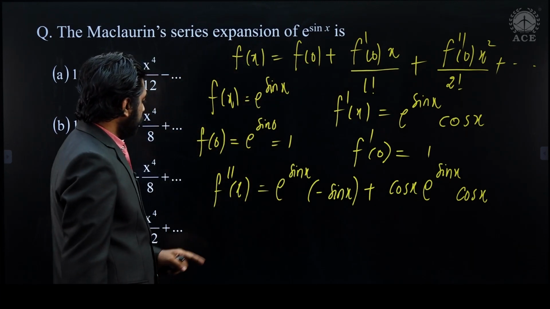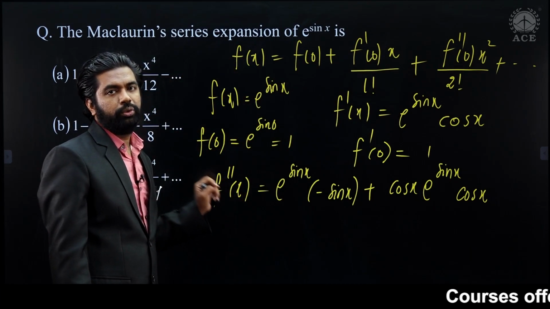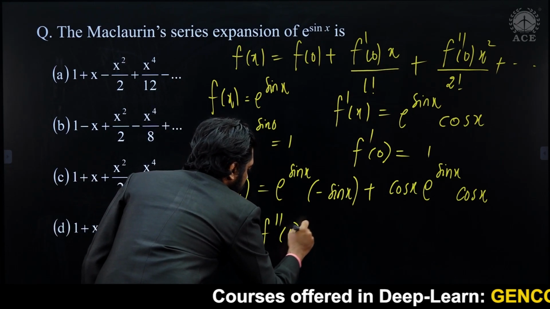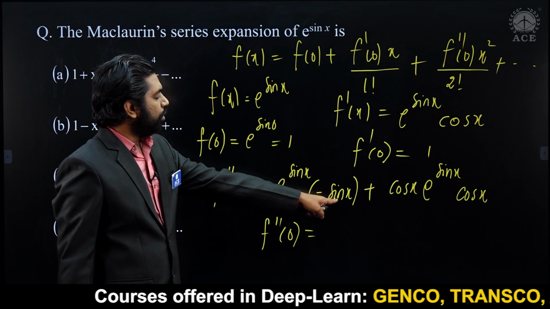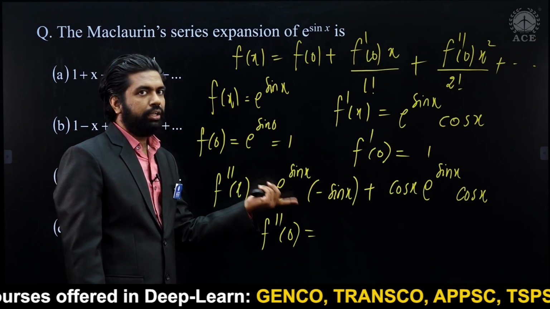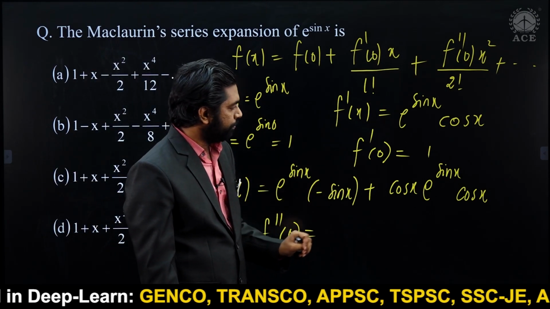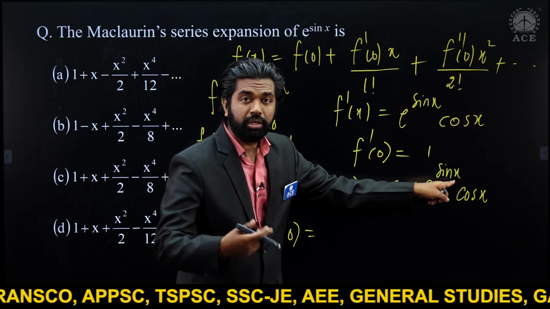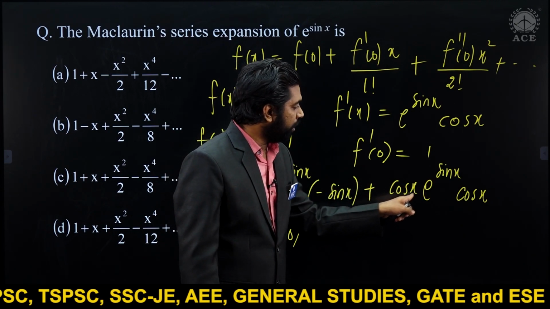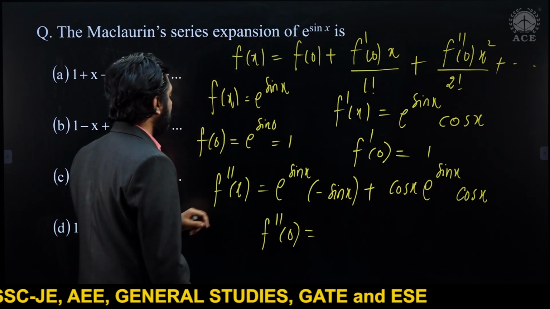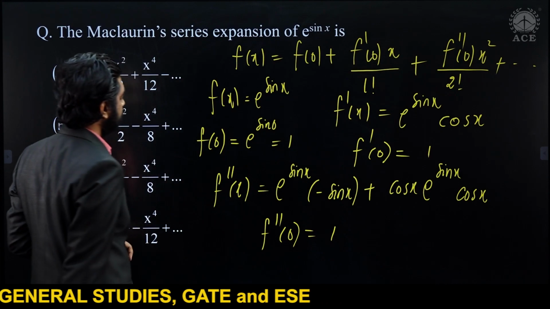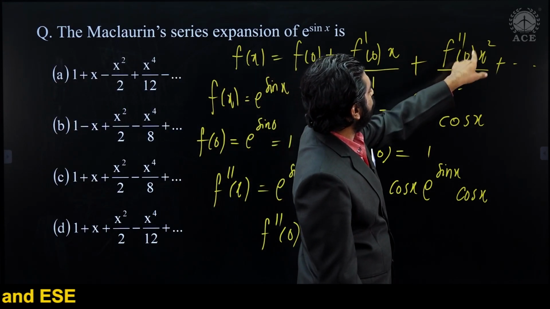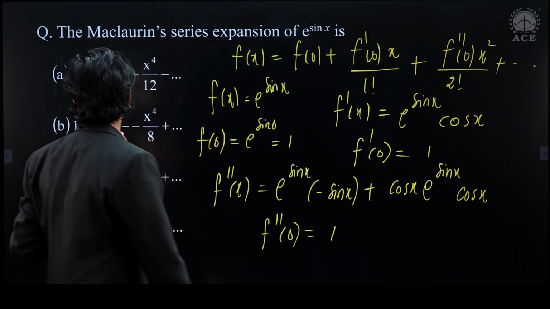Now we are supposed to substitute x equal to 0 into it. So what is f double dash of 0? Sin 0 is 0, so 0 multiplied with this quantity would be 0, and you need not worry about this. Look at this, e power sin 0: sin 0 is 0, e power 0 is 1. This is 1, this is also 1. So f double dash of 0 is 1. So second derivative at x equal to 0 is 1. So you have x square by 2. Which options have got x square by 2?